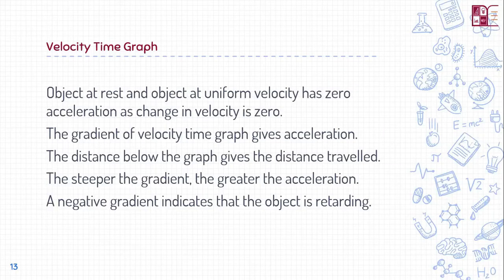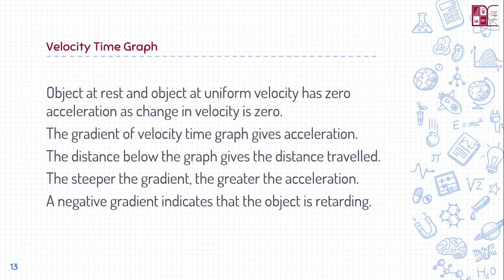Now, moving on to our velocity time graphs. Here, when an object is at rest and when an object is at uniform velocity, they both have zero acceleration since there is no change in velocity. Acceleration is the change in velocity upon the change in time. So when an object is at rest, there is no change in velocity, and when the object is moving at a uniform velocity, there is also no change. So the acceleration is 0.